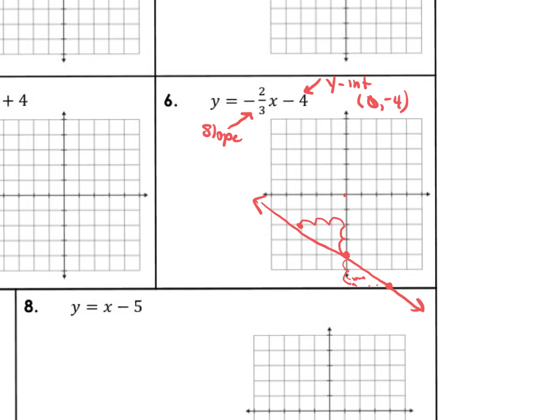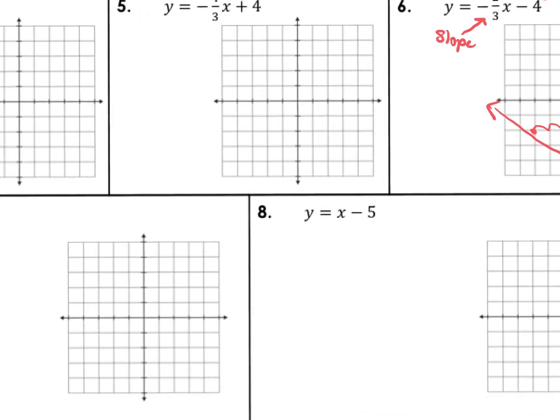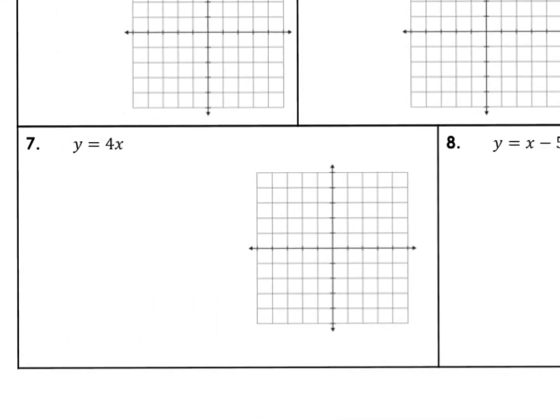I will say that for number 7, when you do not see a y-intercept, the y-intercept is going to be 0.